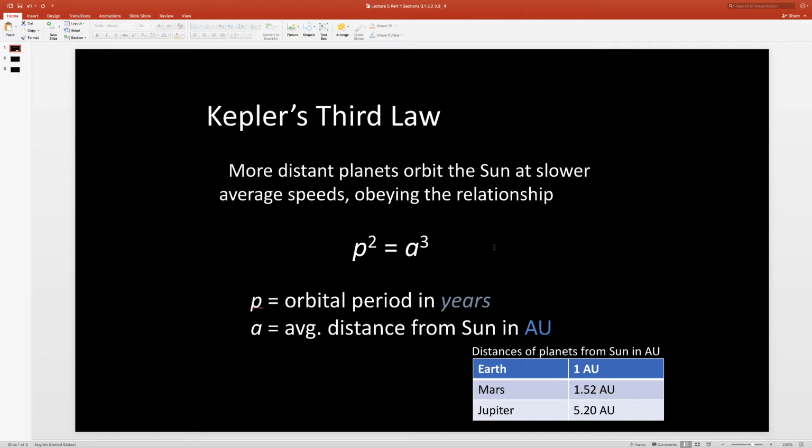Now remember, AU are those units that we use called astronomical units, where the average distance between the Earth and the Sun is 1 AU. So for instance, Mars has a distance of 1.52 AU, and Jupiter is basically 5 times farther away from the Sun than we are, at 5.2 AU. So this relationship says really that the larger your average distance from the Sun is, the slower you move. Okay, so let's take a look at a simulation.